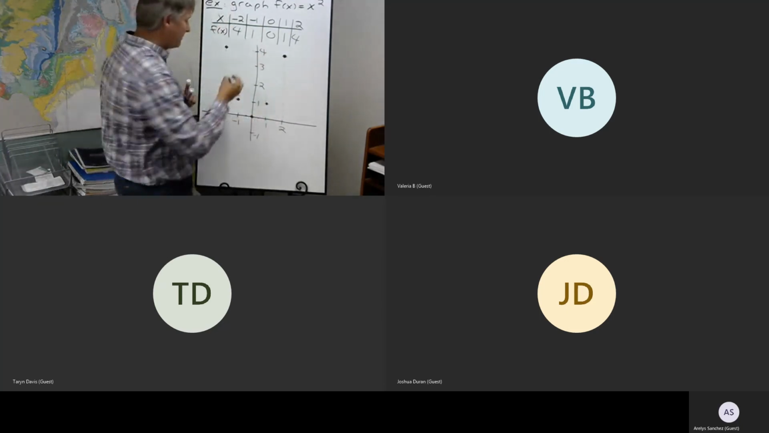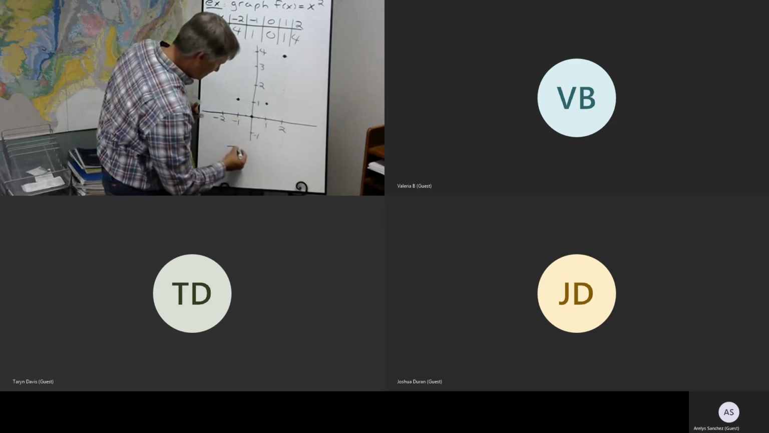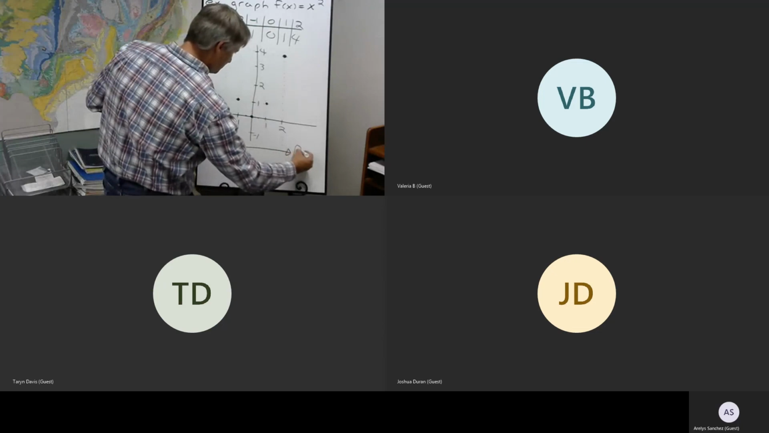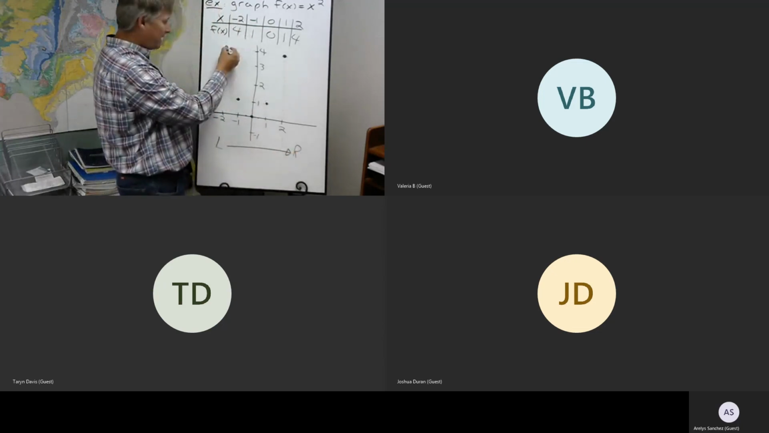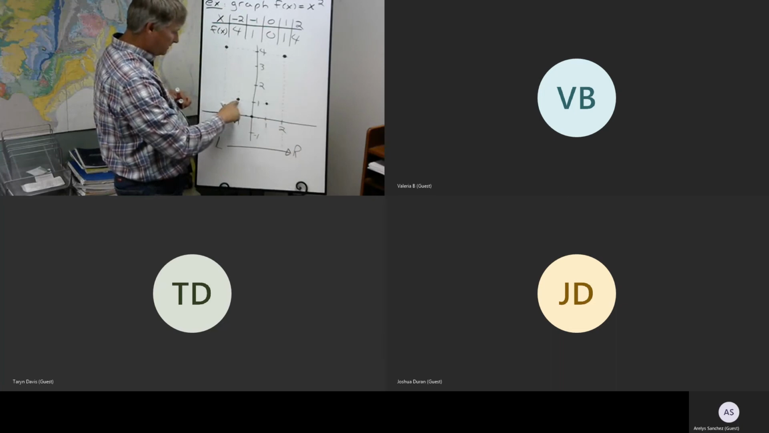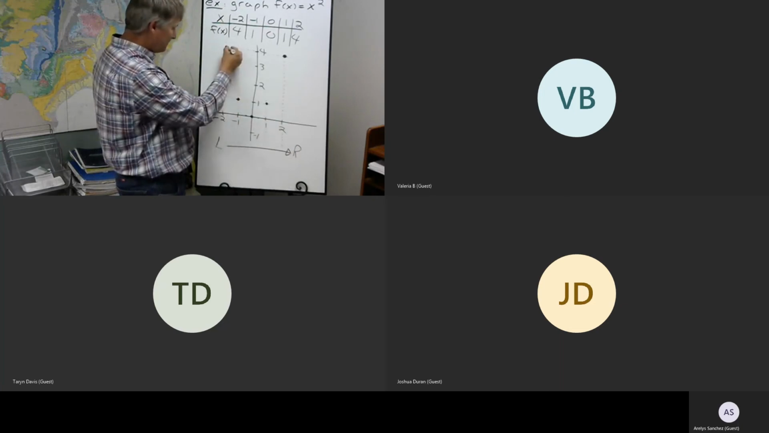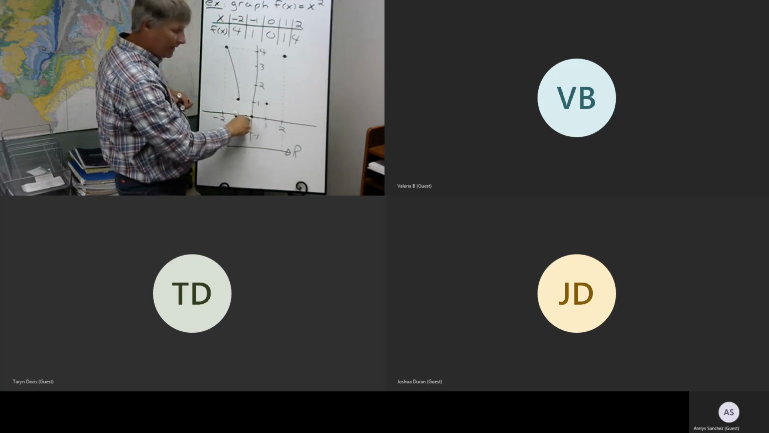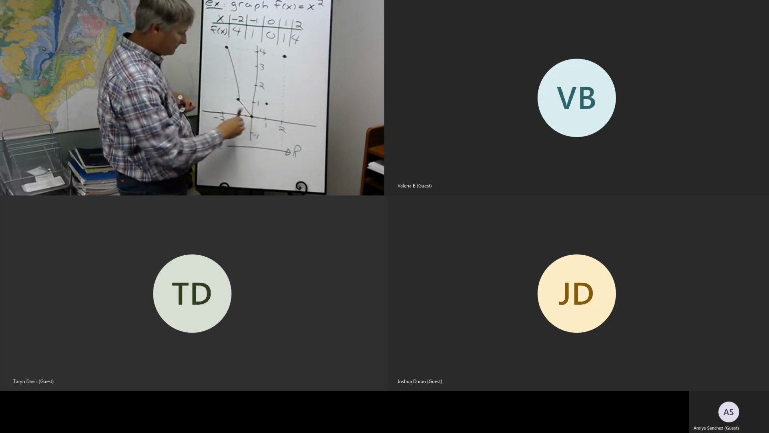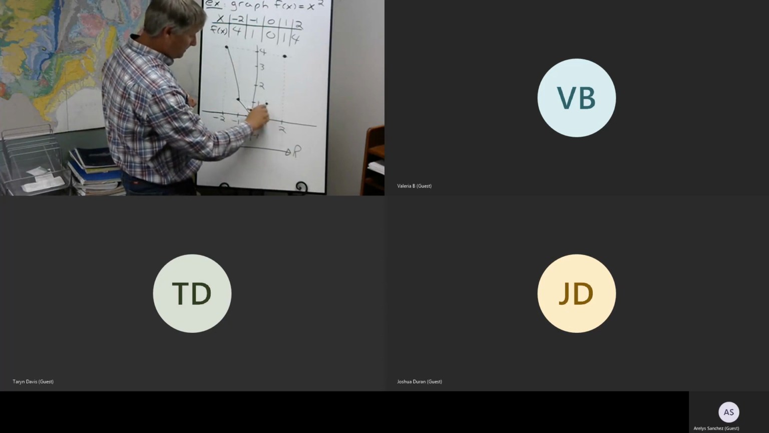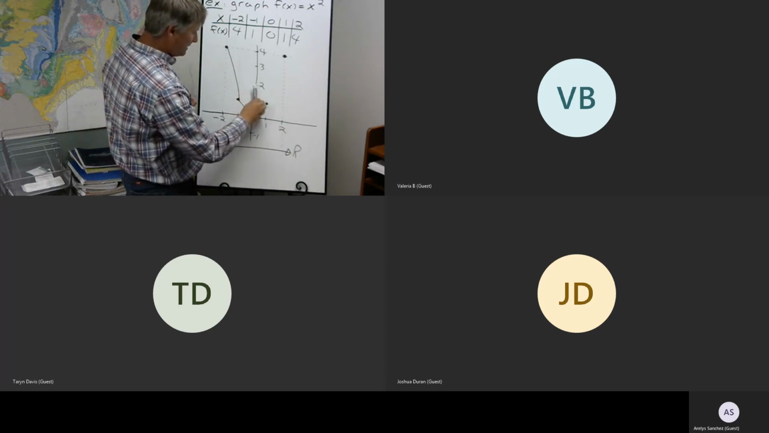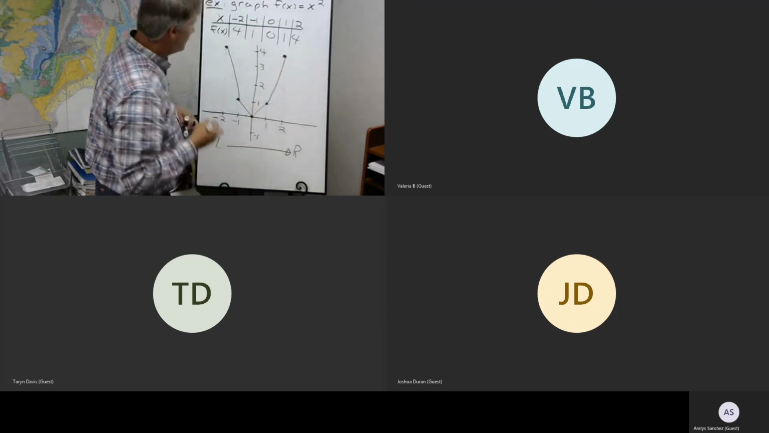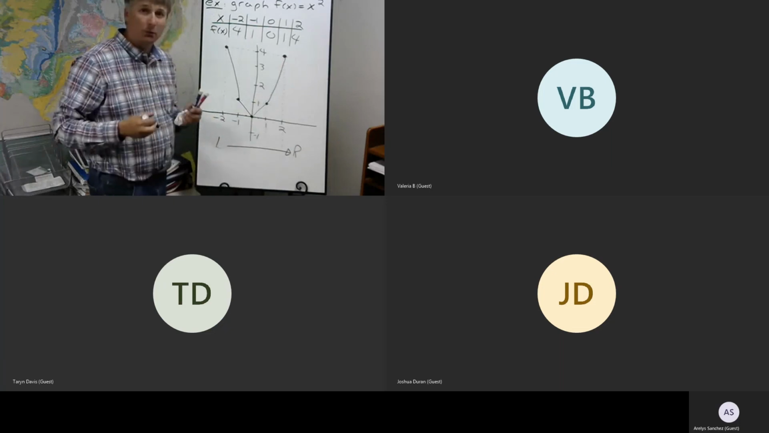So finally, to do this graph, I'm going to connect the dots going left to right. Starting at the left, as I move over, the next dot to the right's down here. The next dot to the right is down here, like that. Next dot to the right is up here. And then the next dot to the right is up here. And that's going to be my graph of f of x equals x squared.